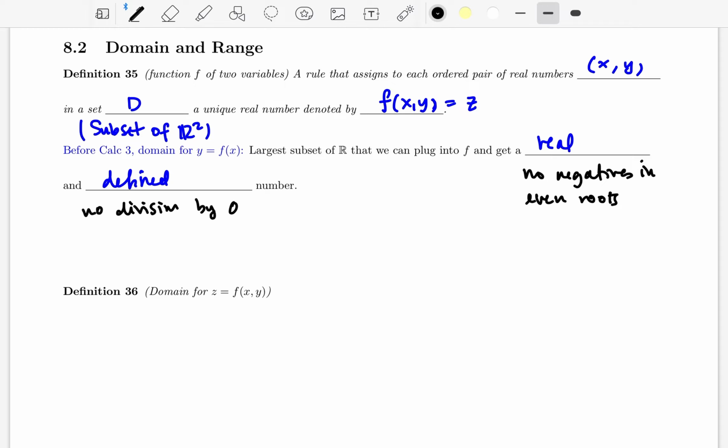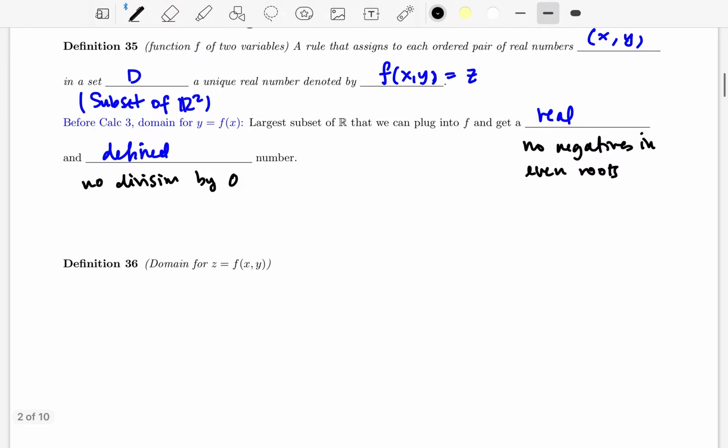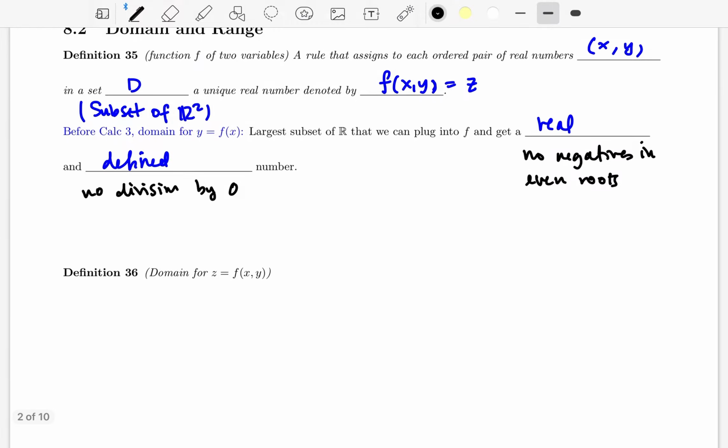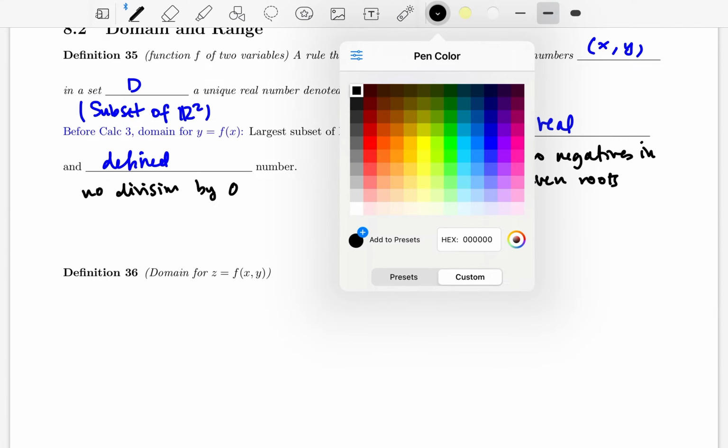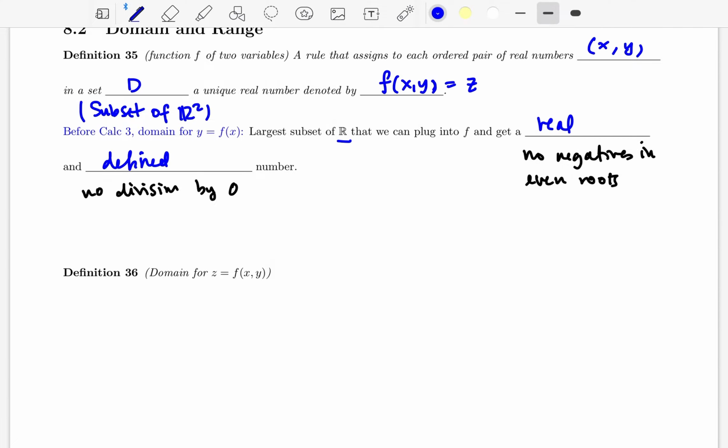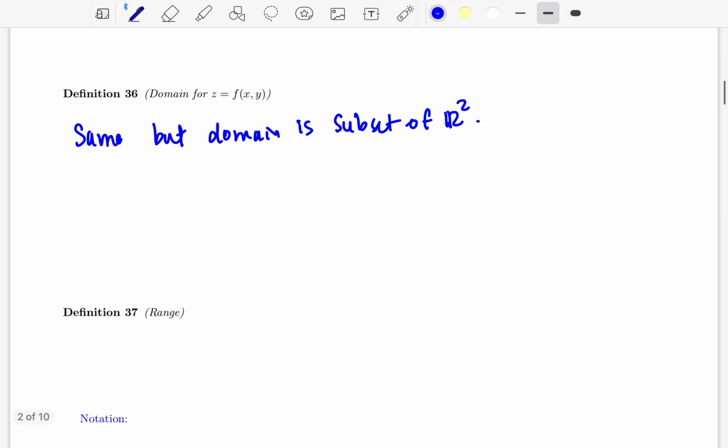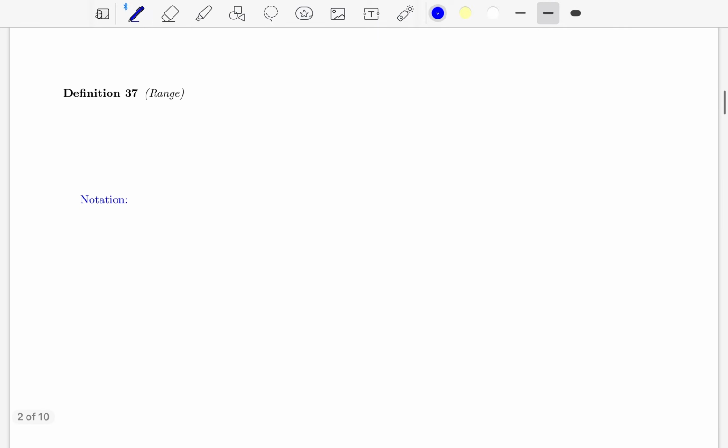No division by zero. Now, in R3, now that we're dealing with functions of several variables, the idea of the domain will be exactly the same thing, but instead of a subset of the real numbers, the domain is now a subset of R2. Okay, perfect. And now the range is the set of outputs.